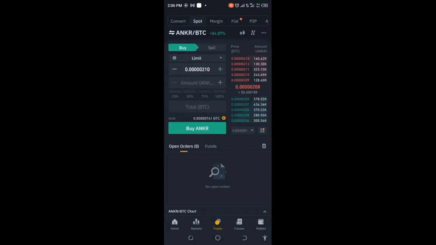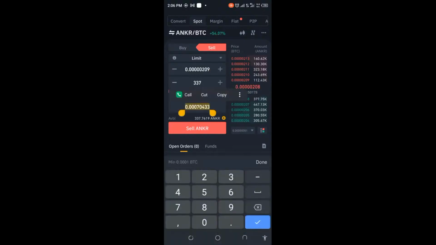That should be 210, or should I make it 211? Okay, I can see it's going up back again. So I'm just going to sell and put everything there. And let's see how this will go. But first of all, let's see what I would get with this amount.